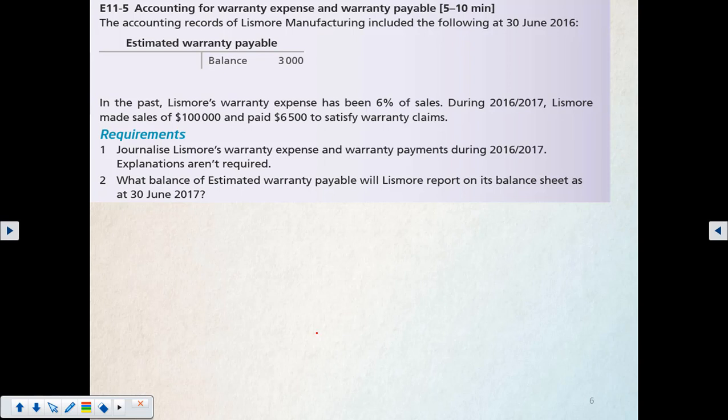500. Anyone? If you can give a correct answer, maybe within 10 seconds, you'll get another bonus point. 500. Okay, I take that 500. If it is correct, you'll get the bonus point. Anyone else? How much warranty payable will be reported in the balance sheet? 6,500. Okay, anything else? You have 5 seconds left.